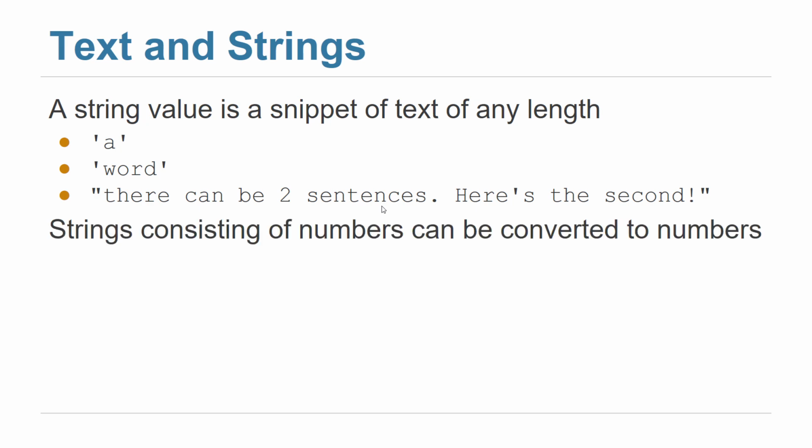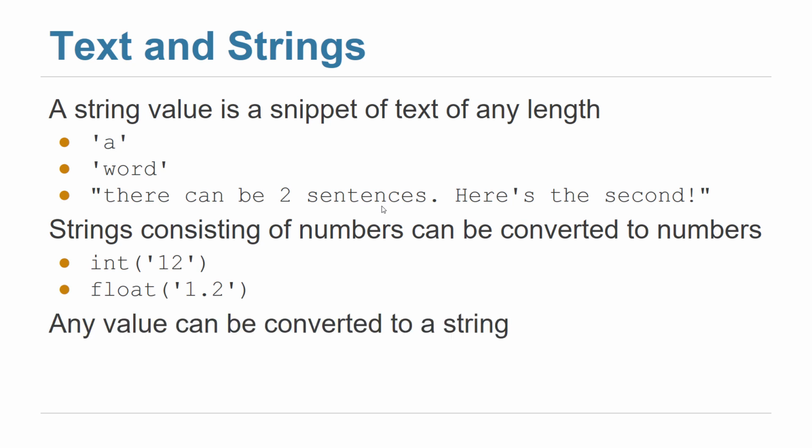Okay. Strings consisting of numbers can be converted to numbers. So here's an example. So int of 12, because 12 can be converted to a number, so we'll get 12 out of this. Float, same. Any value can be converted to a string. It doesn't have to be a number, of course.